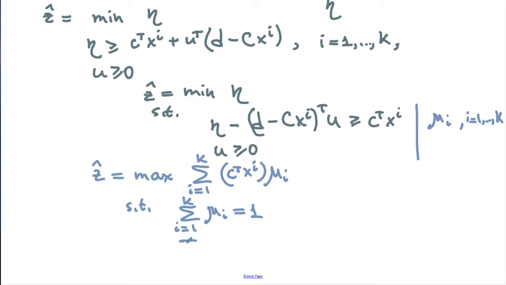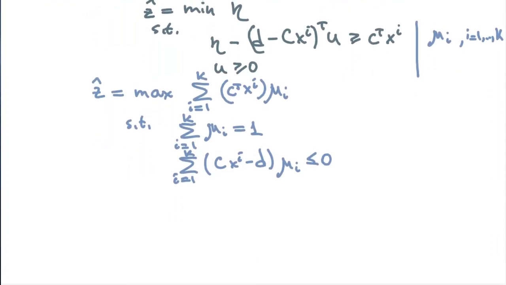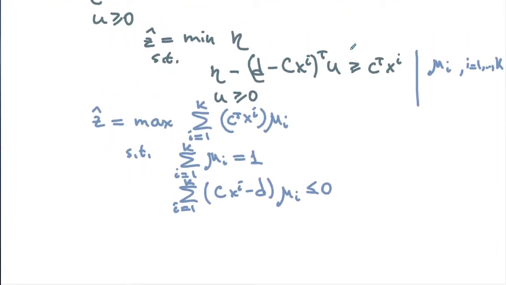So we'll have the summation of (Cxi minus d) multiplied by mu i is less than or equal to 0. And this is for i between 1 and k. And also because we have greater than or equal to constraints in our primal problem, all mu i's must be non-negative. So mu i's are non-negative for i between 1 and k.